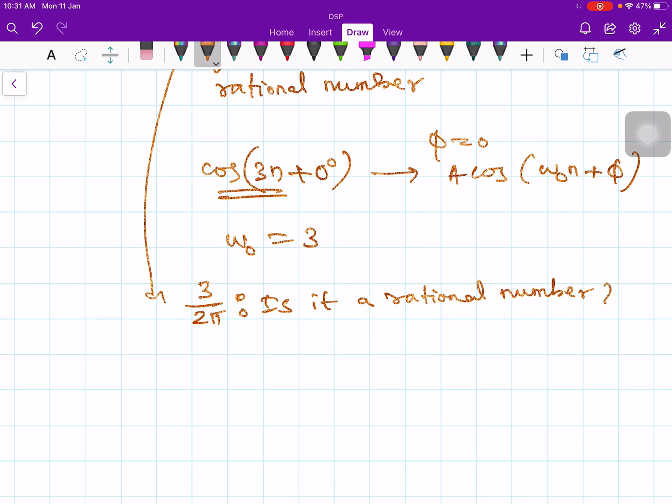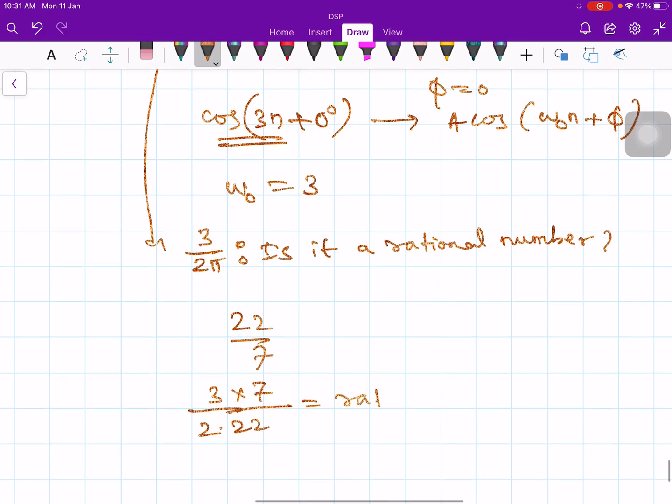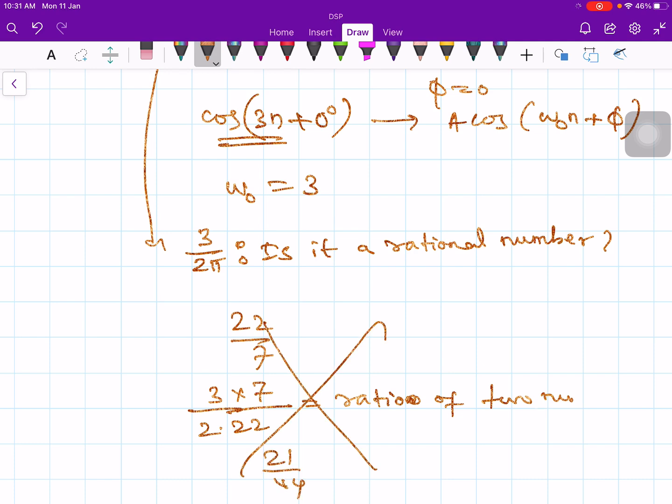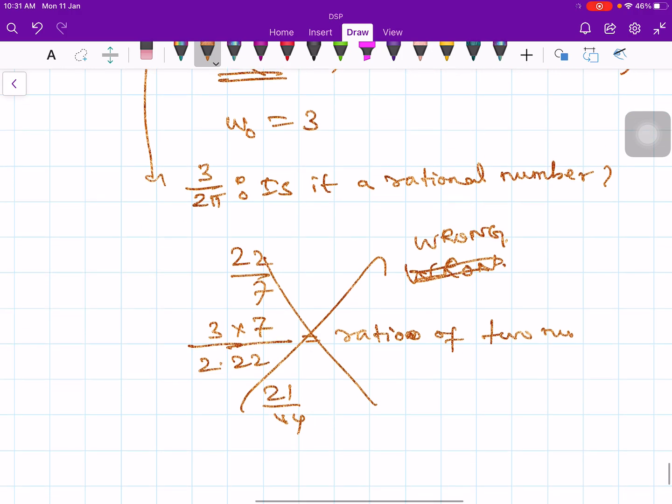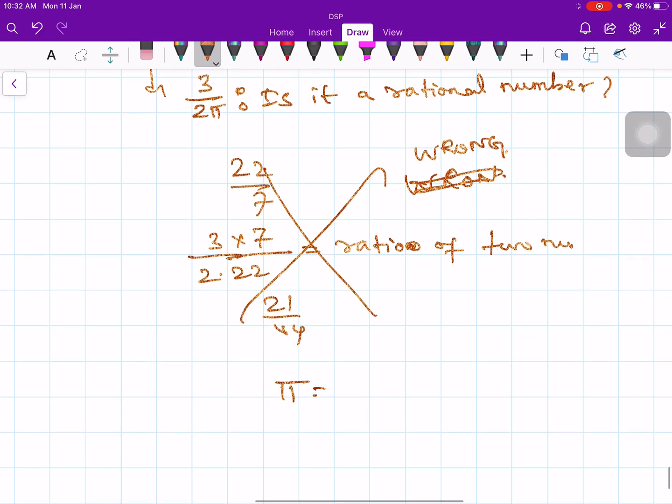Somebody can say no, this pi is 22 by 7, then it is 3 by 2 times 22 by 7, so it is a ratio of two numbers. The numerator is 21 and the denominator is 44, so 21 by 44 is a rational number. No, the answer is wrong, because pi is not 22 over 7. Pi is not a rational number. Please remember that. Approximately one can say that pi is 22 by 7, but it has an infinite number of digits.